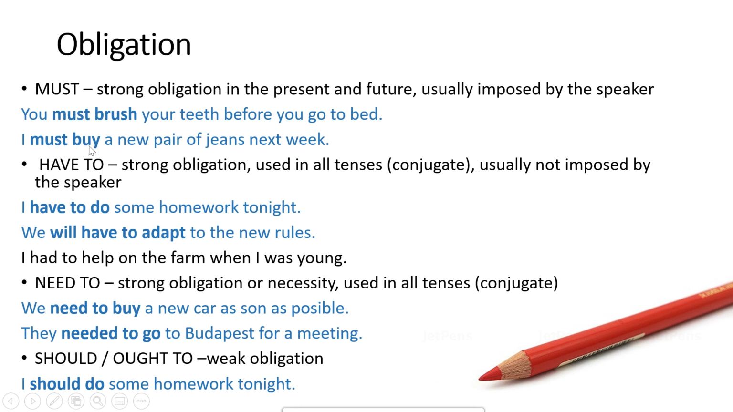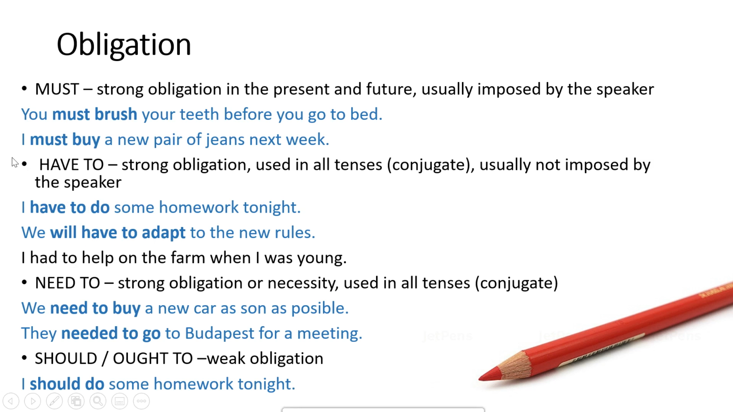Then we've got have to. Have to is used as well for strong obligation, but this time obligation that is not imposed by the speaker. It's what we call external obligation that comes from somebody else. Have to is a semi-modal, meaning it has the meaning of a modal, but it's actually a verb. So because of that, we can use it in all the tenses. We can conjugate it. Yes, and here we've got examples of present, future, and past.